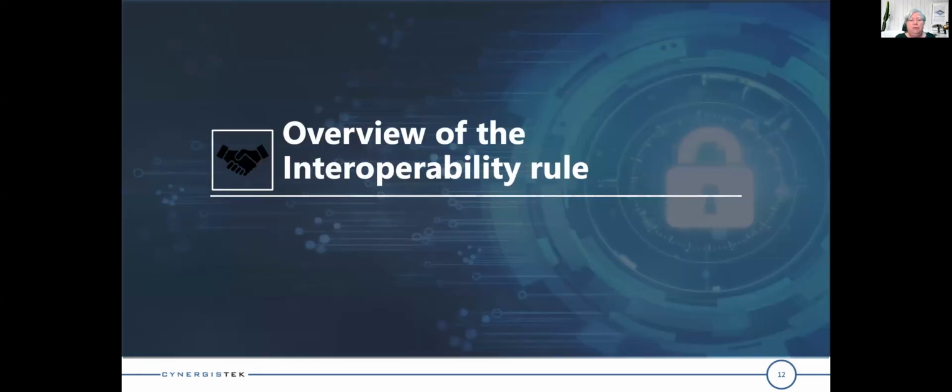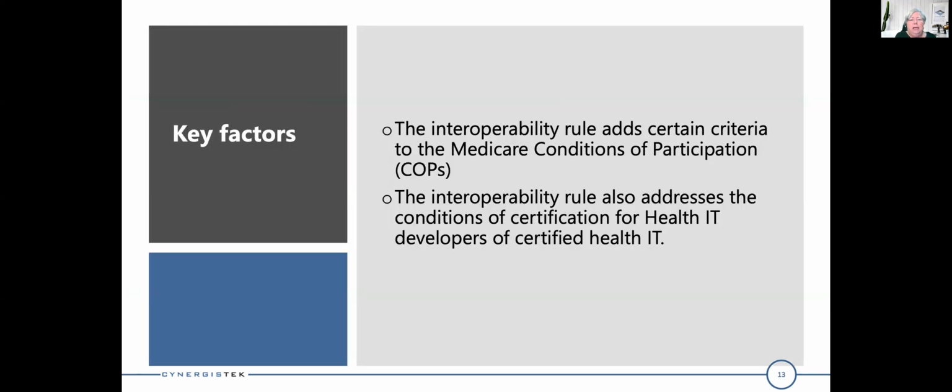So let's do a quick overview of the interoperability rule. And remember, I said at the beginning, I was going to focus on really the primary way this impacts providers. And so the interoperability rule has set some additional criteria for the Medicare conditions of participation. And so anybody that has to comply with those needs to think about this. So if you're out there as a physician practice, as a skilled nursing facility, as something like that, you can kind of turn your ears off for a moment. But this is really predominantly going to be for hospitals. But if you need to meet Medicare conditions of participation, then these are things that are going to impact you.